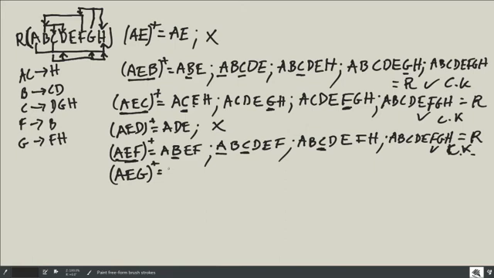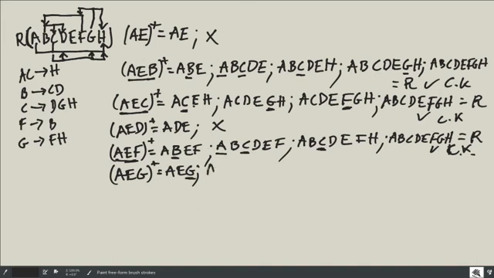Can take me to A, E, and G trivially. Now, do I have AC here? No. Do I have B? No. Do I have C? No. Do I have F? No. Do I have G? Yes, I do. G takes me to F and G.